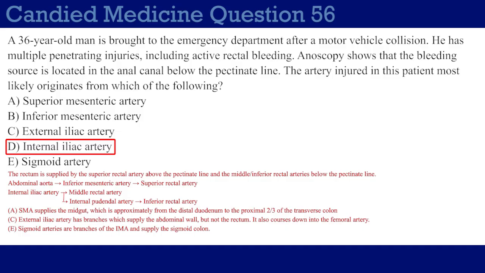Really not much to say here. It's a very simple anatomy question. So just going through the wrong answers real quick. Choice A, SMA, that supplies the midgut approximately from the distal duodenum to the proximal 2/3 of the transverse colon.